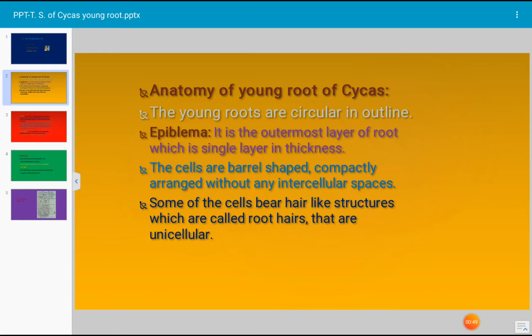Single layer is present. The cells of epiblema, they are barrel shaped and they are very compactly arranged without any intercellular spaces. There are no intercellular spaces. All the cells, they are arranged one above the other and such a layer is formed. It is single layered. Epiblema, it is a single layer that consists of barrel shaped cells.